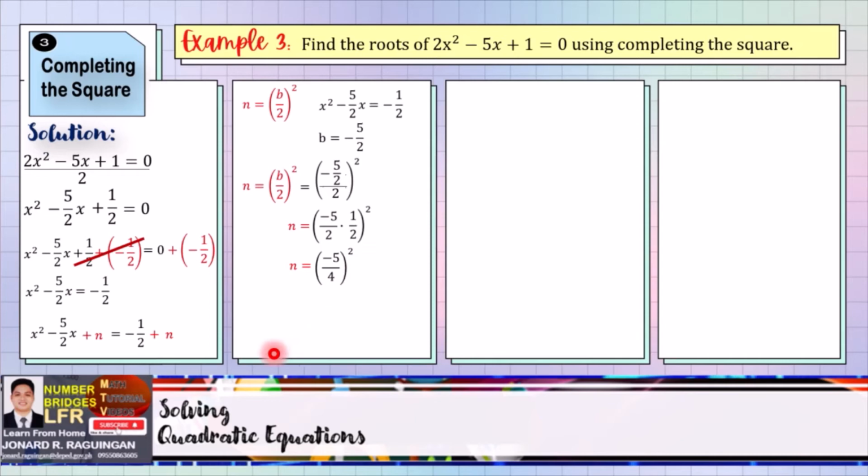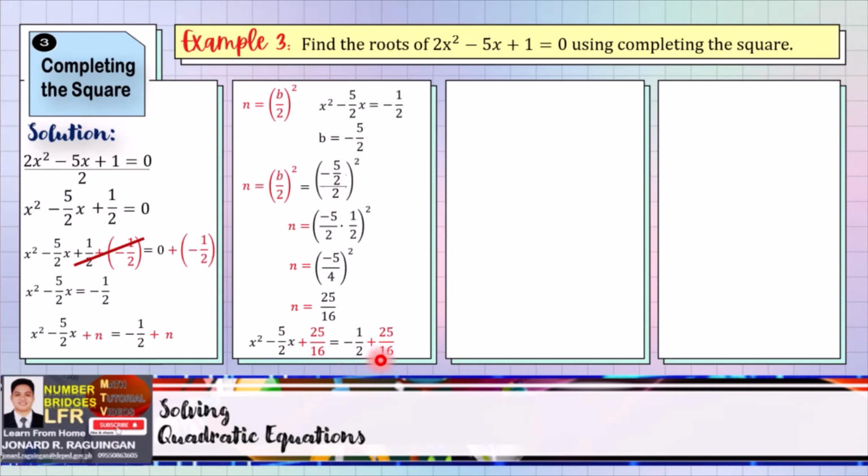Then simplify. Negative 5 raised to 2 is 25. 4 raised to 2 is 16. Then we have 25 all over 16. Then that is the value of n that will make x squared minus 5 all over 2x a perfect square trinomial. Then we are going to substitute the value of n that will make the expression a perfect square trinomial, which is 25 all over 16.